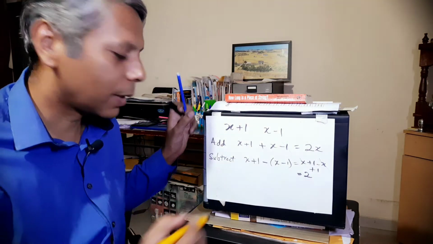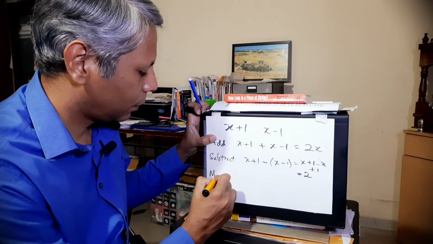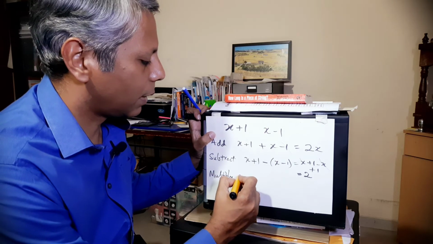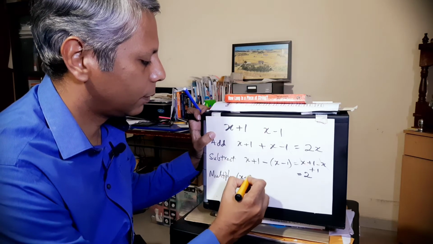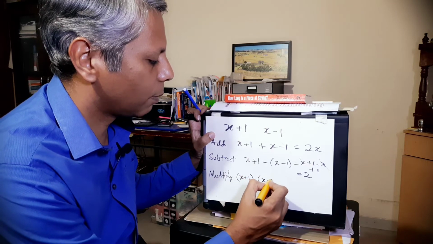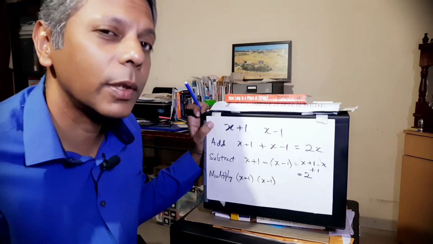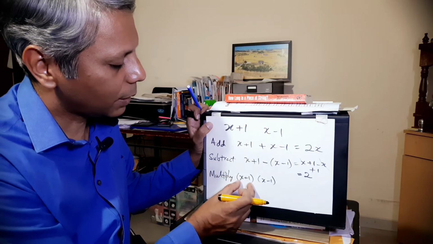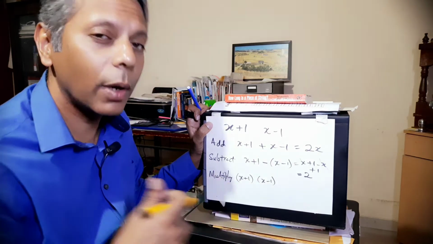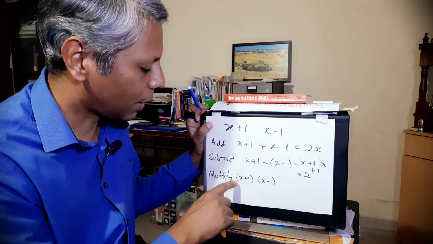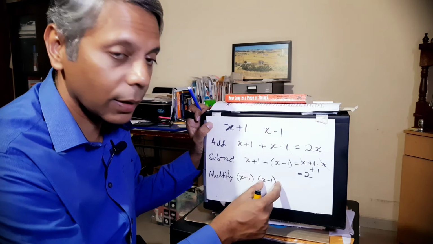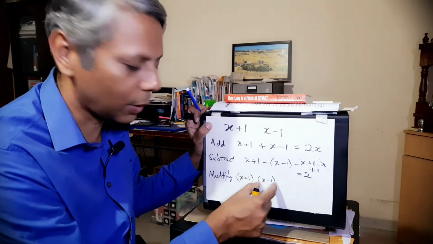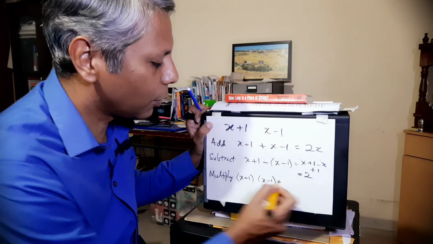What about multiplying? That is x plus 1 into x minus 1. And the way that works out is this entire thing needs to multiply this entire thing. So one way to think about it is to say that it is x into this thing plus 1 into this thing. So that's x plus 1 into whatever is here. So let's do it that way. You could do it the other way too.